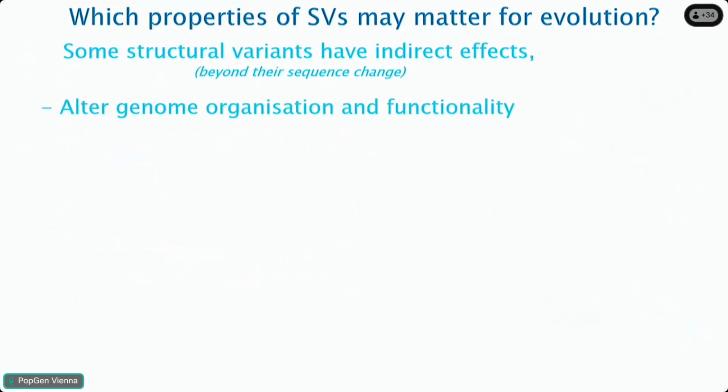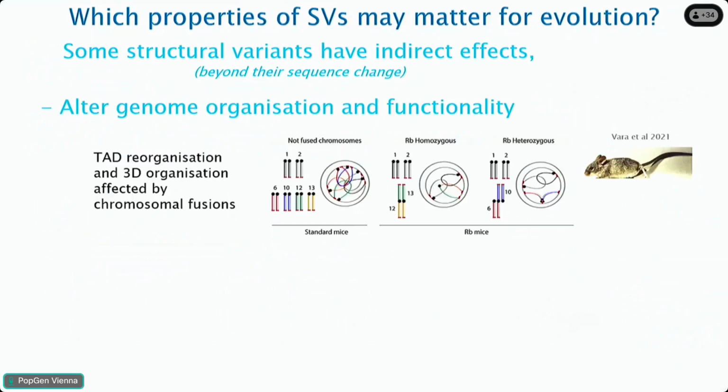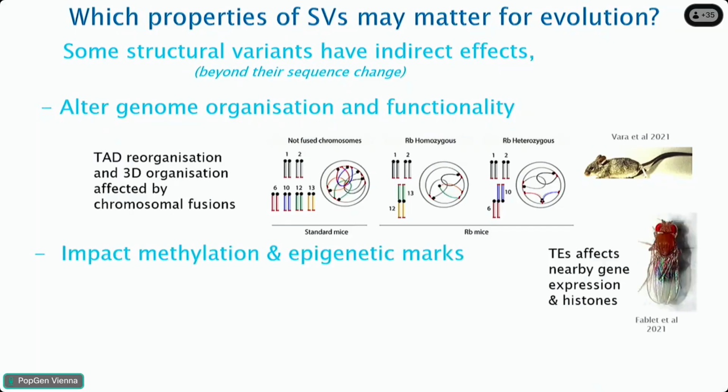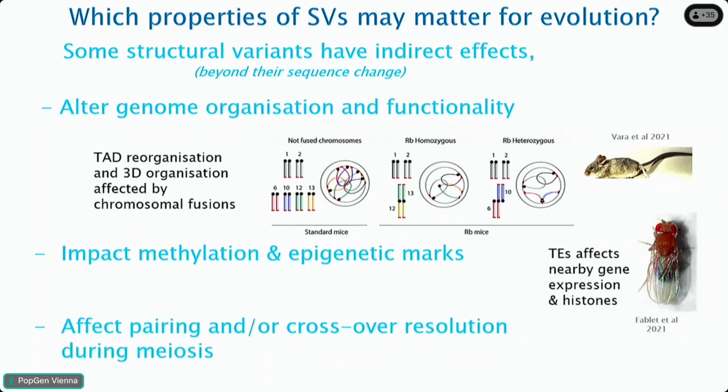And then one of the questions is also, what are the properties of structural variants that can matter for evolution? It's worth knowing that they can have strong indirect effects. For example, they can alter the genome organization and functionality. Maybe you heard about topologically associated domains, like the way the chromatin and the genome interact. All of this seems to be reshaped, at least by some rearrangements, like fusion. We know that some structural variants will affect methylation, an epigenetic mark, and they will also affect meiosis and pairing.